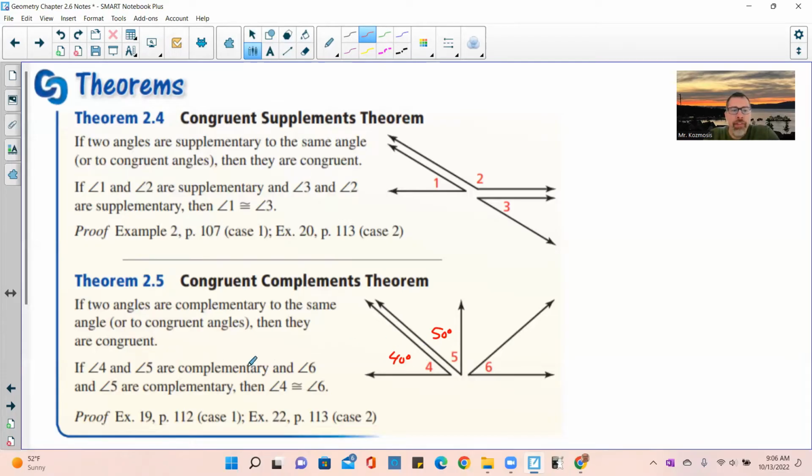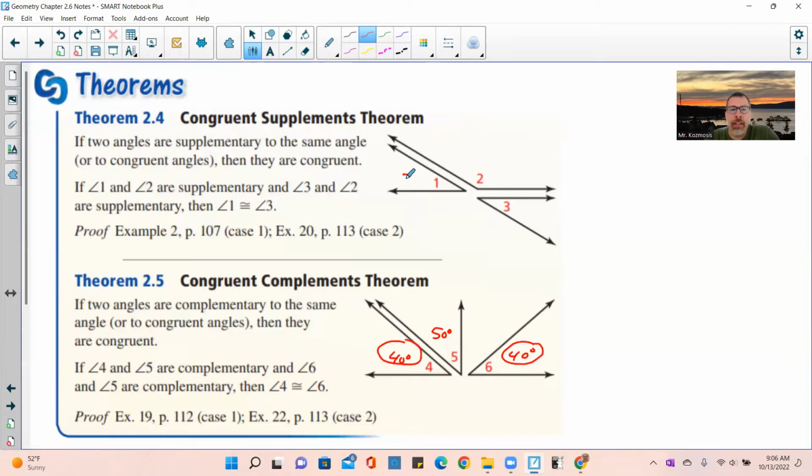So if angle 4 and angle 5 are complementary and angle 6 and angle 5 are complementary, well, if 5 and 6 are complementary and they have to add up to 90, and 5 is 50, then 6 must be 40. 50 plus 40 is 90. Then we can conclude that angle 4 and angle 6 are, in fact, congruent. That's all these statements are saying.